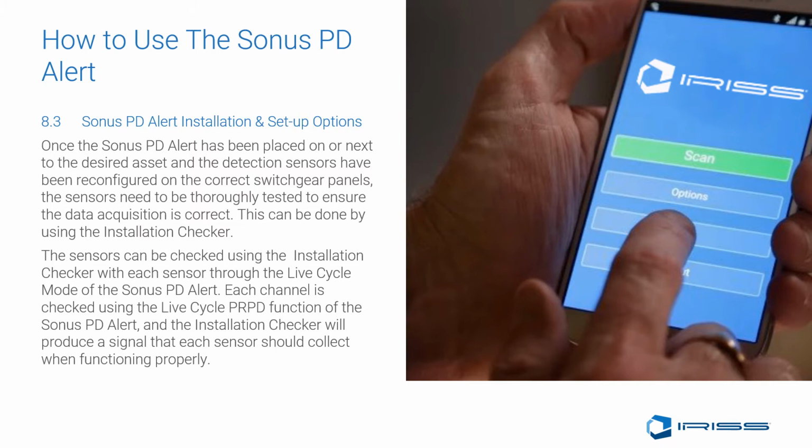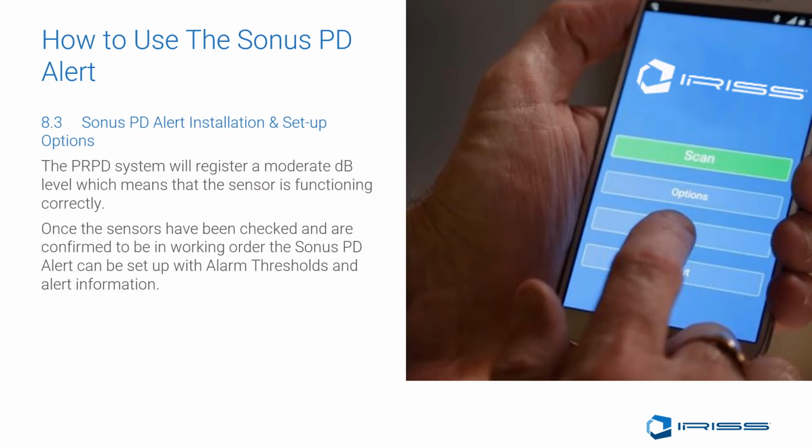The sensors can be checked using the installation checker with each sensor through the live cycle mode of the Sonos PD Alert. Each channel is checked using the live cycle PRPD function of the Sonos PD Alert, and the installation checker will produce a signal that each sensor should collect when functioning properly. The PRPD system will register a moderate decibel level, which means that the sensor is functioning correctly. Once the sensors have been checked and are confirmed to be in working order, the Sonos PD Alert can be set up with alarm thresholds and alert information.